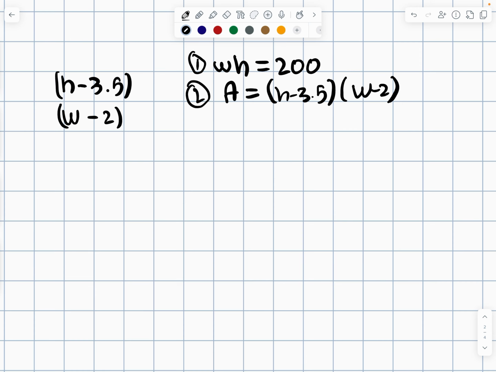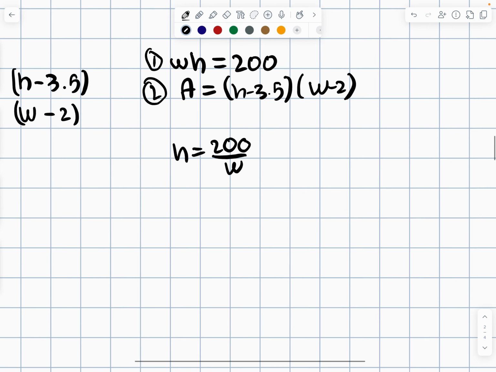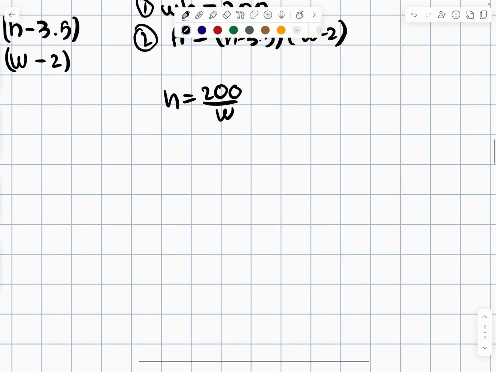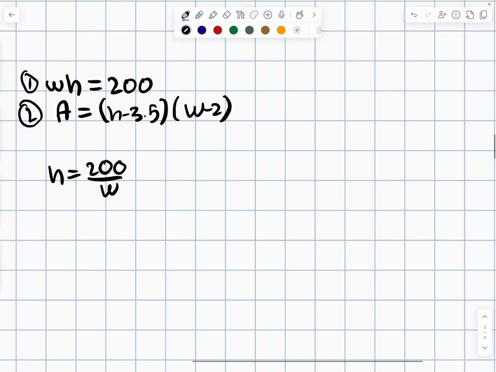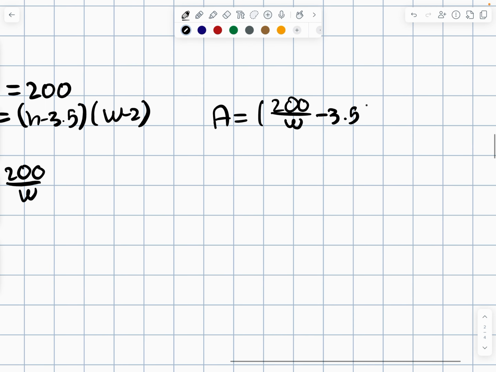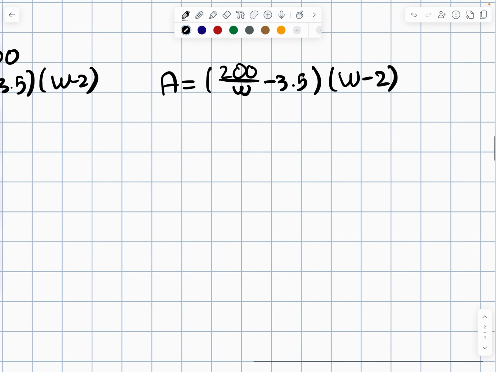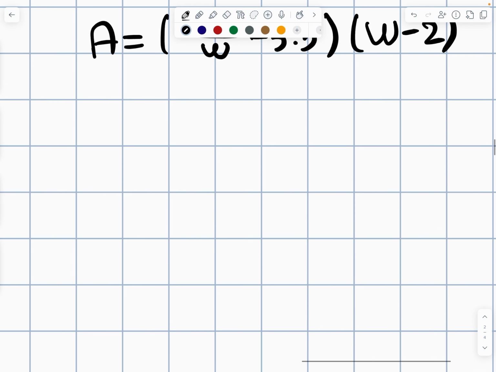So we'll isolate h. So h is equal to 200 divided by width. We divided width on both sides, so that gave us that. Now we're gonna input h again into this formula. So area is equal to 200 divided by width minus 3.5, and then multiplied with w minus 2. Now from here we're just going to expand. So we're going to use FOIL method here.